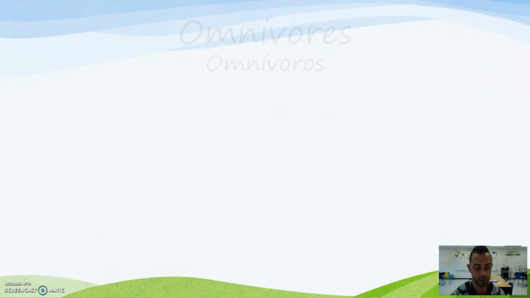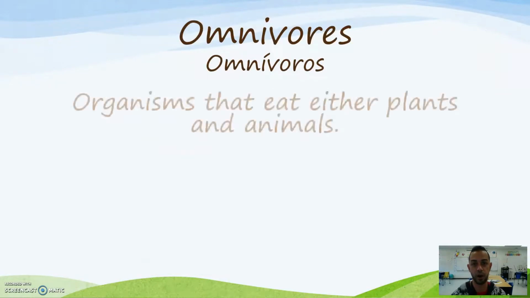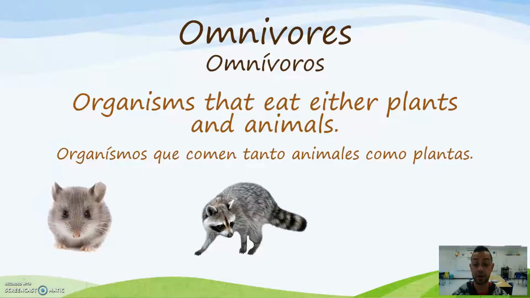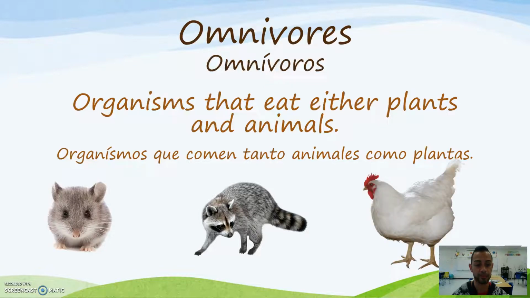The third group of consumers are the omnivores. Omnivores are animals that can eat both plants and animals. For example, a mouse is an omnivore because the mouse can eat insects or they can eat fruits and seeds. The raccoon is another omnivore, and chickens are omnivores. Can you think about another organism that is an omnivore? For example, pigs are omnivores as well. And most of the bears, they are omnivores as well.